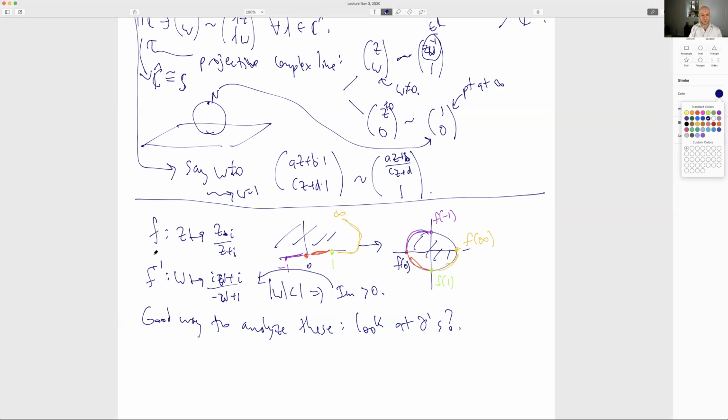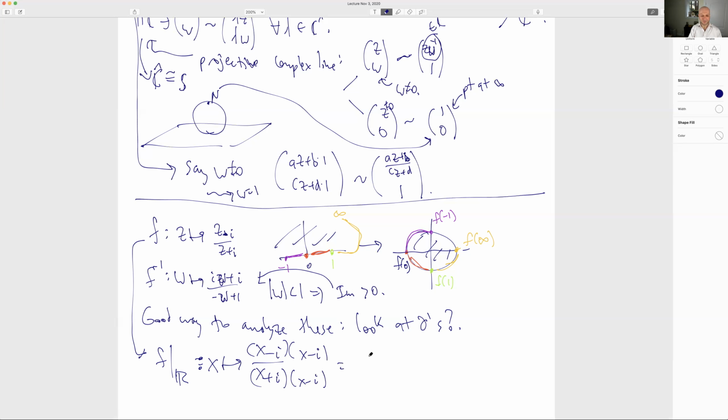Let's see. If x is real, so what is f on the real line? This takes x to x minus i over x plus i, which we can simplify. Multiply top and bottom by x minus i. On top, I get x squared minus 1 plus, I guess, minus 2xi. And in the bottom, I get x squared plus 1. And so this is the real part. This is the imaginary part.